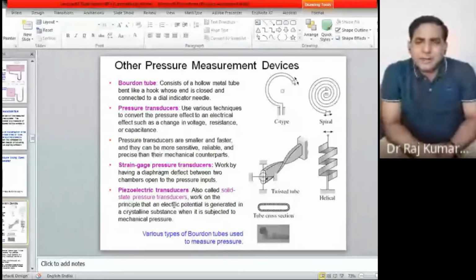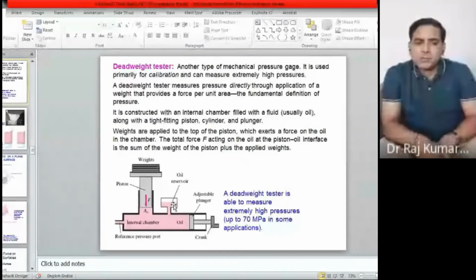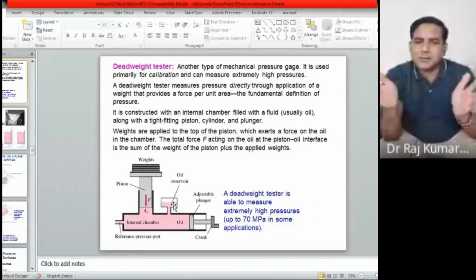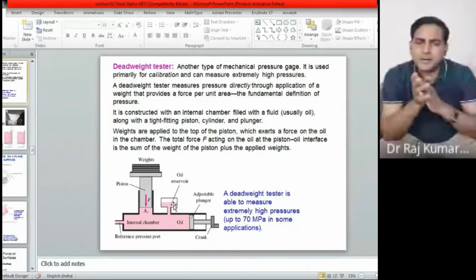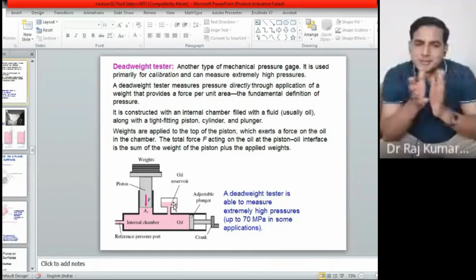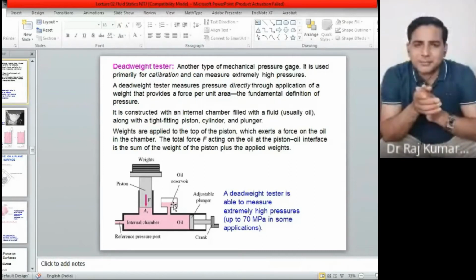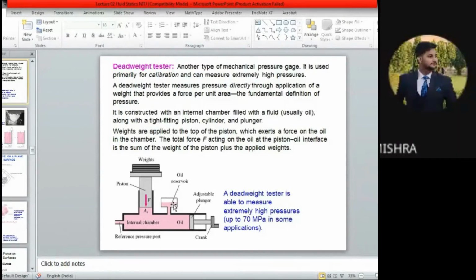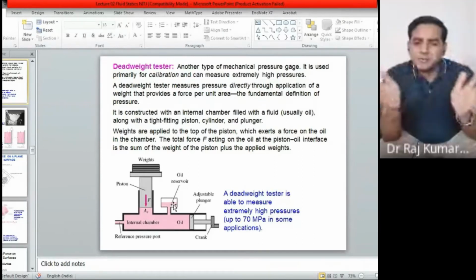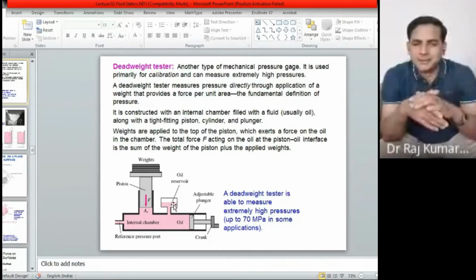Then there is something called a dead weight tester. How do we find the weight of a particular material or heavy object? How do we calculate it? A car's weight, how do you calculate it? Do you put it on a weighing balance? You have some weighing balance, right? Yes or no? Yes, sir. So how do you do that? That is called a dead weight tester.